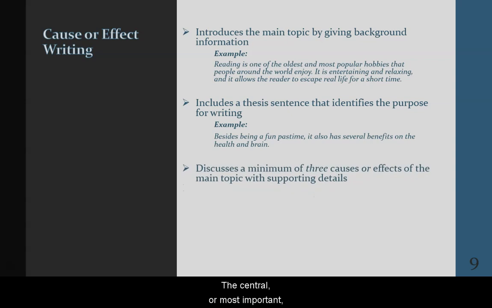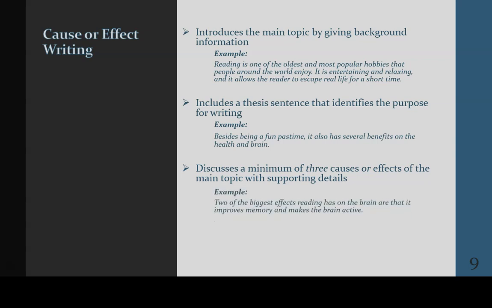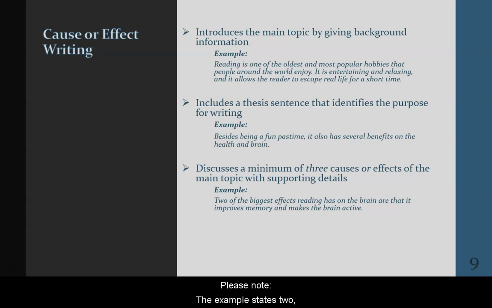The central or most important part of your response is when you discuss a minimum of 3 causes or effects of the main topic with supporting details. For example, 2 of the biggest effects reading has on the brain are that it improves memory and makes the brain active. Please note that the example states 2, but you're going to be including a minimum of 3 causes or effects.